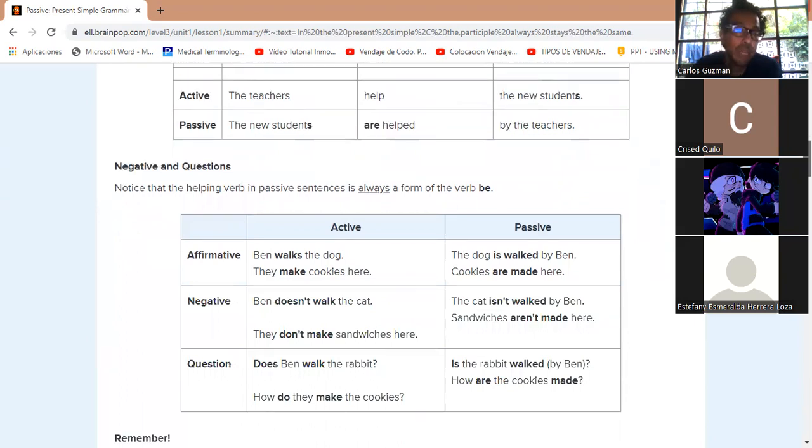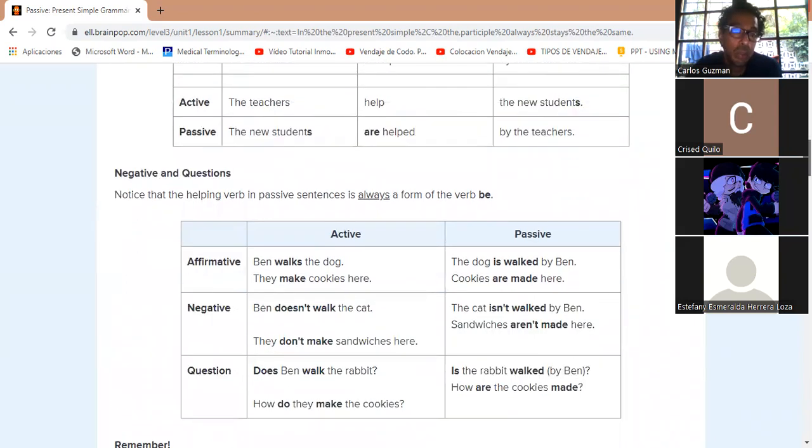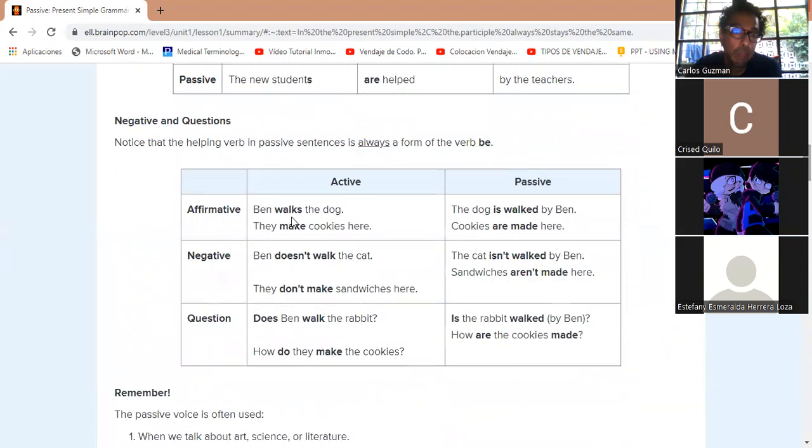And we can use negative in questions also, right? So we say Ben walks the dog in the active sentence. The dog is walked by Ben. So let's see. Sorry.